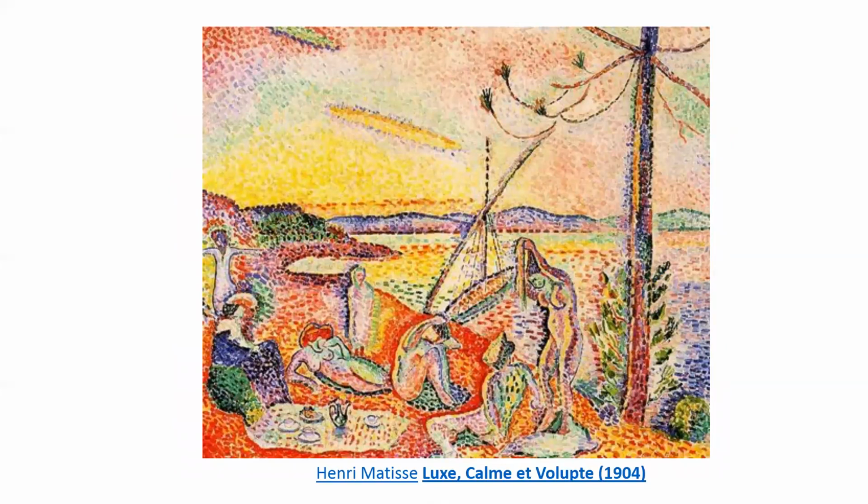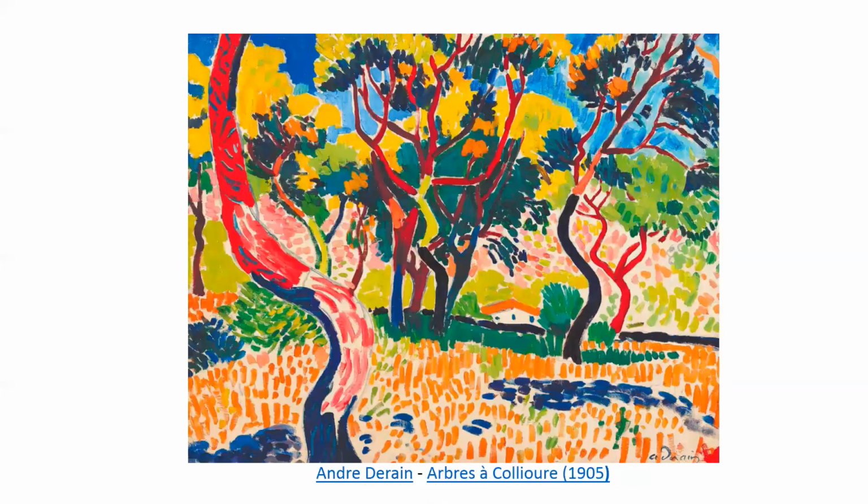Henri Matisse used intense concentration of pure colors. The oranges, yellows, greens form a harmonious composition. Another example is Arbre à Collioure by André Derain. Notice the use of bright and intense colors.